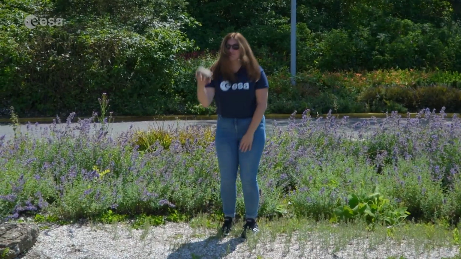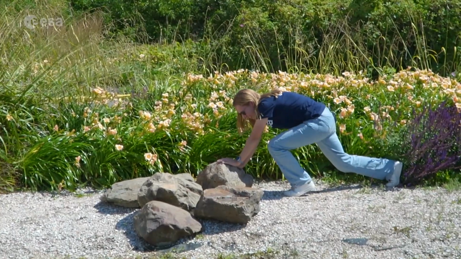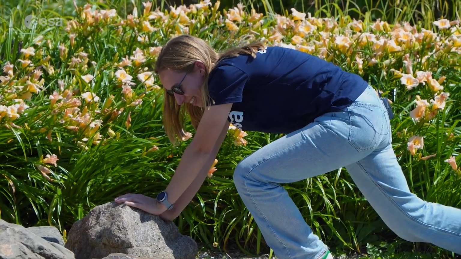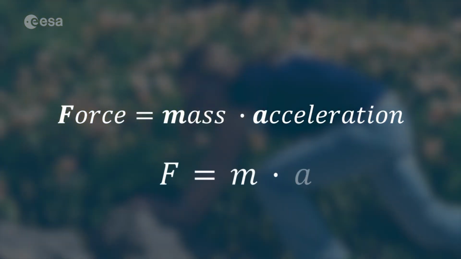But I wonder though, why are some objects really easy to move and others are really hard? This is where Newton's second law of motion comes into play. Newton's second law states that a force applied on an object is equal to the object's mass multiplied by its acceleration. But what does this equation look like?